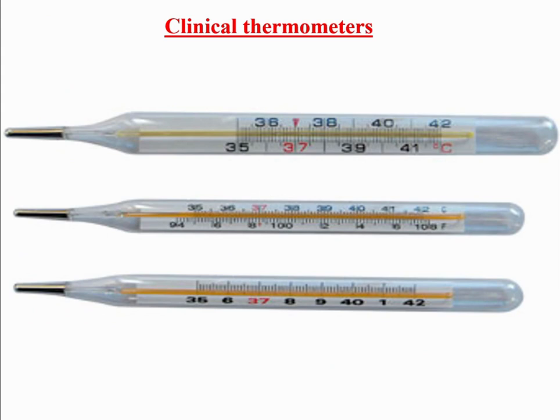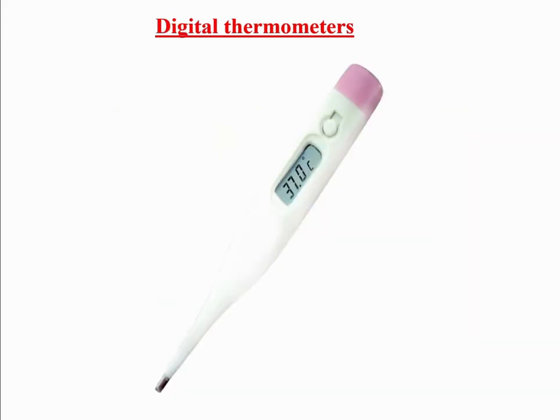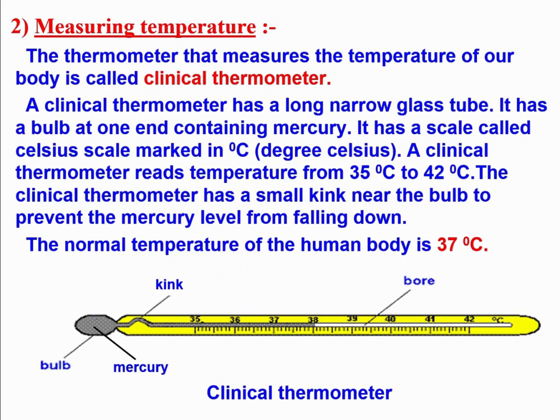Clinical thermometers. Digital thermometers. Measuring temperature. The thermometer that measures the temperature of our body is called clinical thermometer. A clinical thermometer has a long, narrow glass tube. It has a bulb at one end containing mercury.